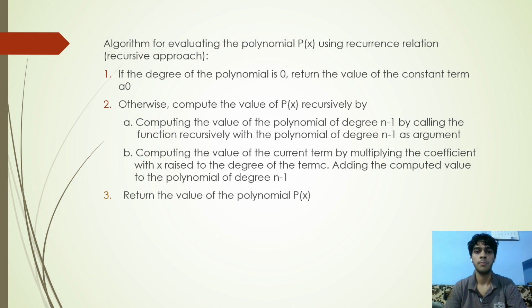Algorithm for evaluating the polynomial p(x) using a recurrence relation. This is a recursive approach. If the degree of the polynomial is 0, return the value of the constant term a0. Otherwise, compute the value of the polynomial recursively. A. First compute the value of the polynomial of degree n-1 by calling the function recursively with the polynomial of degree n-1 as argument. B. Compute the value of the current term by multiplying the coefficient with x raised to the degree of the term, and add the computed value to the polynomial of degree n-1. Third and final, return the value of the polynomial p(x).